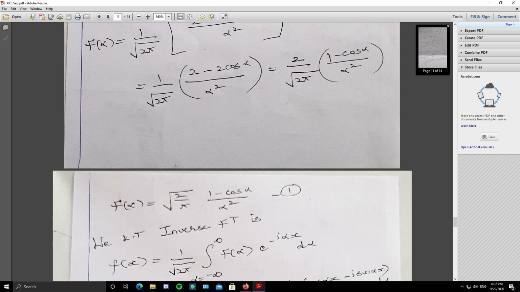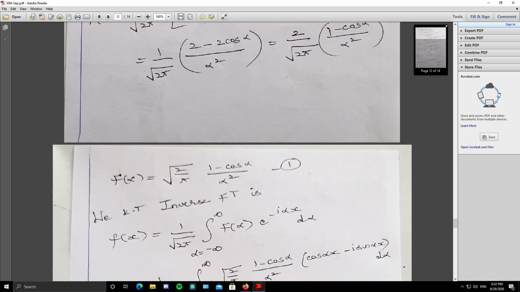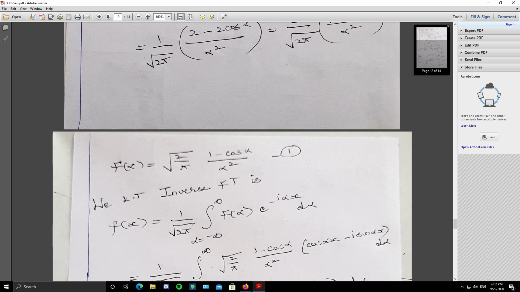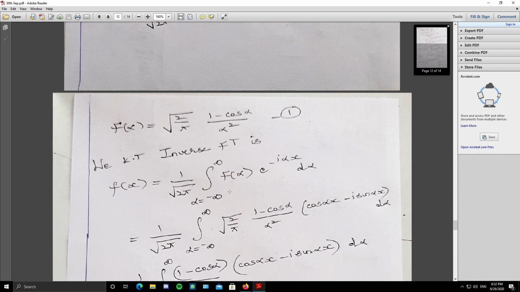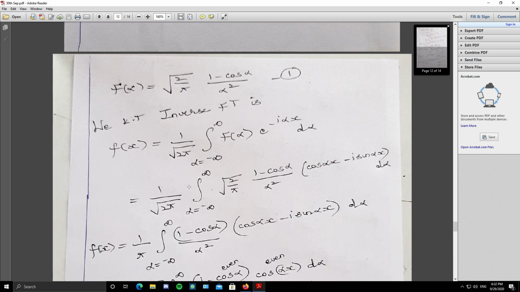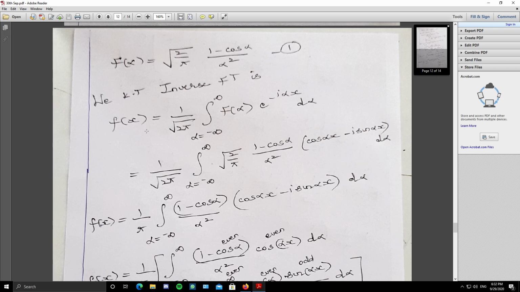So we have got the Fourier transform of the given function as root of 2 by pi times (1 minus cos alpha) by alpha square. And I told you, whenever you have to deduce something or evaluate something or show that, you have to use inverse Fourier transform. Without inverse Fourier transform, you will not get the answer. So write the formula for inverse Fourier transform. f of x equals 1 by root of 2 pi, integral alpha equals minus infinity to plus infinity, f of alpha e power minus i alpha x d alpha.